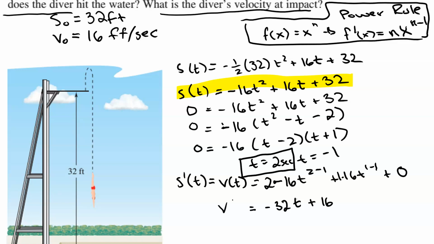So this is our velocity equation. And we're interested in the velocity at time of impact. So that's going to be the velocity at 2 seconds.